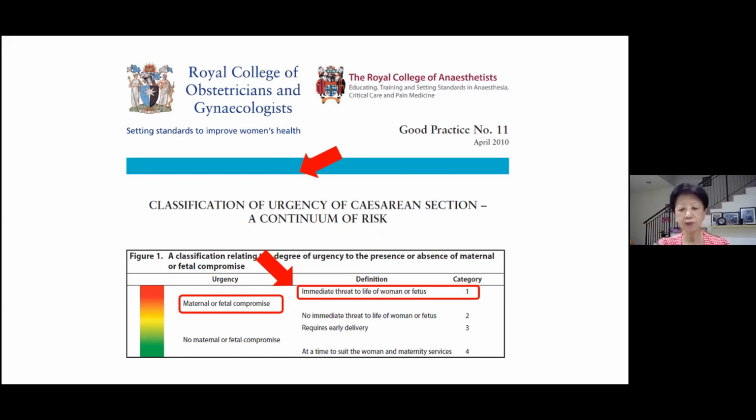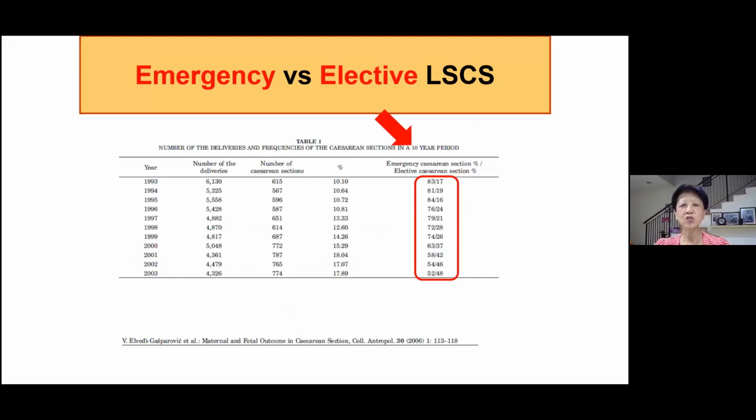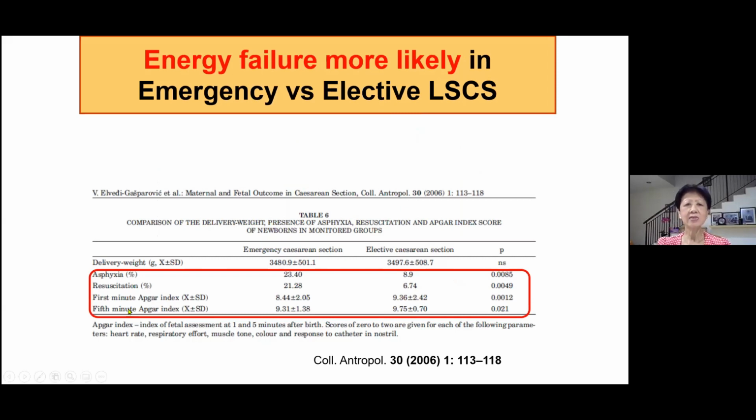All right, besides left lateral tilt, there are many things that we can do as obstetric anesthesiologists as well, and make sure that we get the baby out as soon as possible and administer oxygen where oxygen states have been threatened in these babies. You'll be surprised, but emergencies are more prevalent than elective cases in a 24-hour period. In fact, in every hospital around the world, emergencies are more abundant. And energy failure is more likely to be present in the emergency cesarean section babies. As you can see, asphyxia is 3 times more prevalent, with the need for resuscitation again 3 times more prevalent, and the Apgar scores of these babies are significantly lower compared to their elective counterparts.